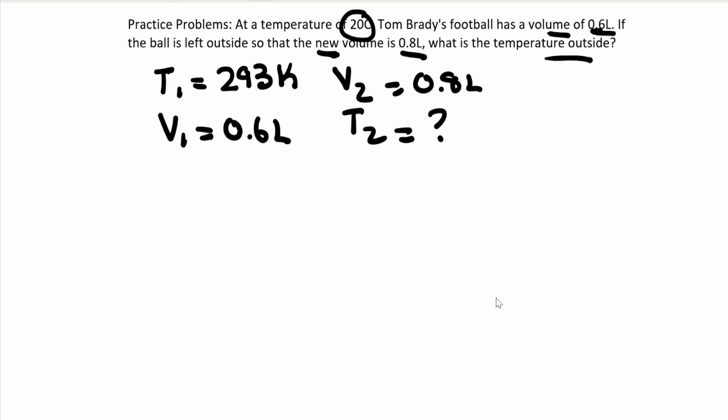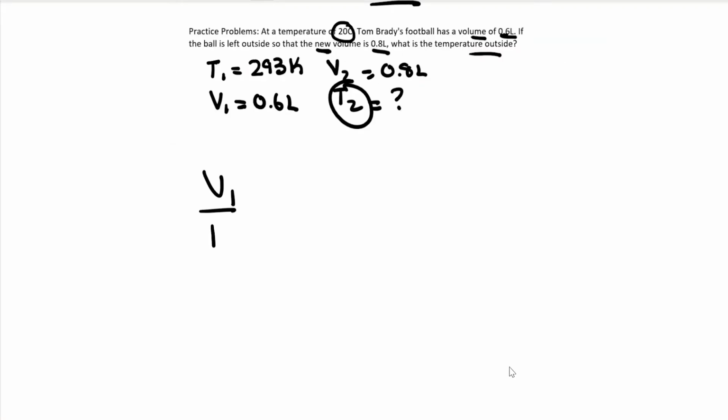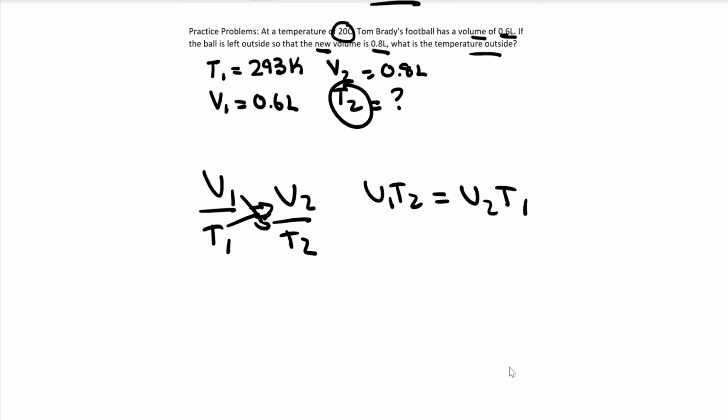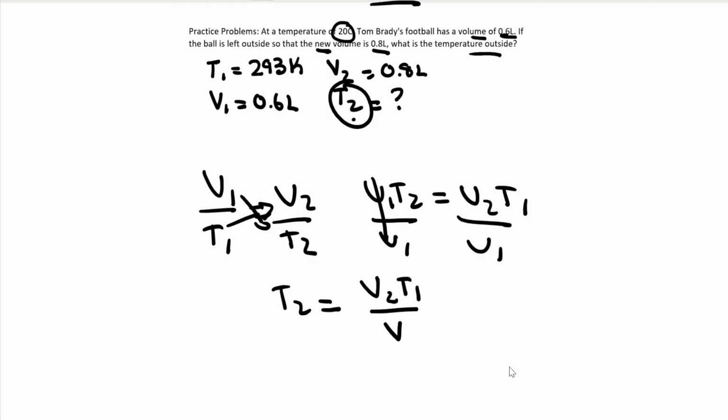Same thing we did last time, we're going to manipulate the equation so that we get T2 by itself, and it's just a matter of substituting in numbers, which makes our job a lot easier. Here's our equation, V1 over T1 equals V2 over T2. We're going to cross multiply. You get V1 T2 equals V2 T1. We're trying to solve for T2, so we divide both sides by V1, because this will cancel out. And we're left with T2 equals V2 T1 over V1.